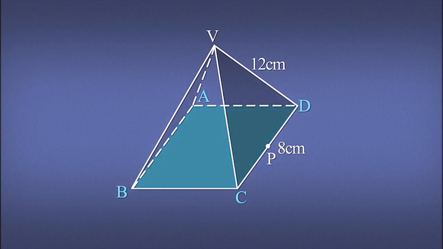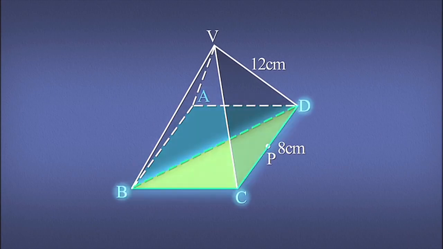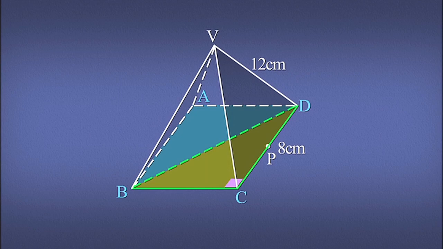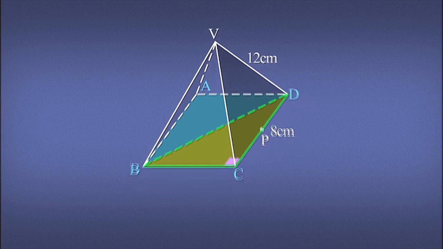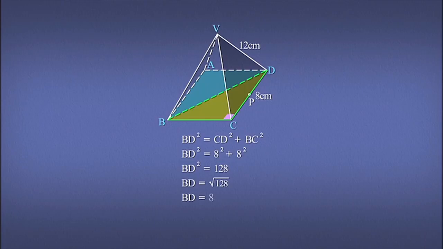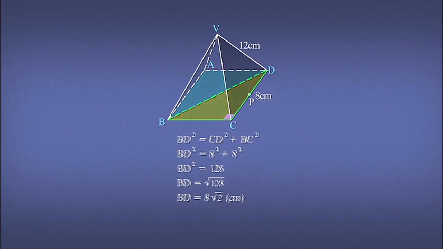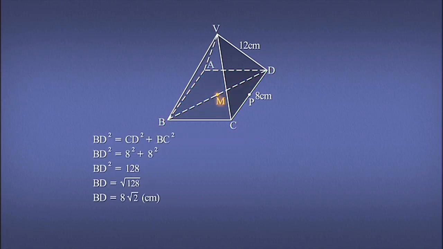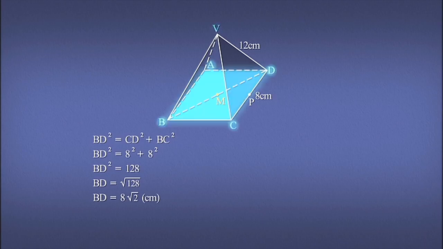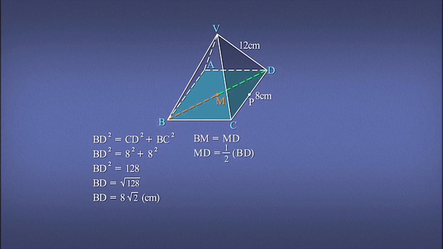The base of a regular pyramid is a square. Triangle BCD is a right-angle triangle. Let's apply Pythagoras' theorem. The length of BD is 8 times the square root of 2 centimeters. Point M is a projection of point V on the plane ABCD. BM is equal to MD. MD is half of BD. Therefore, the length of MD is 4 times the square root of 2 centimeters. VM is the distance between point V and the plane ABCD.